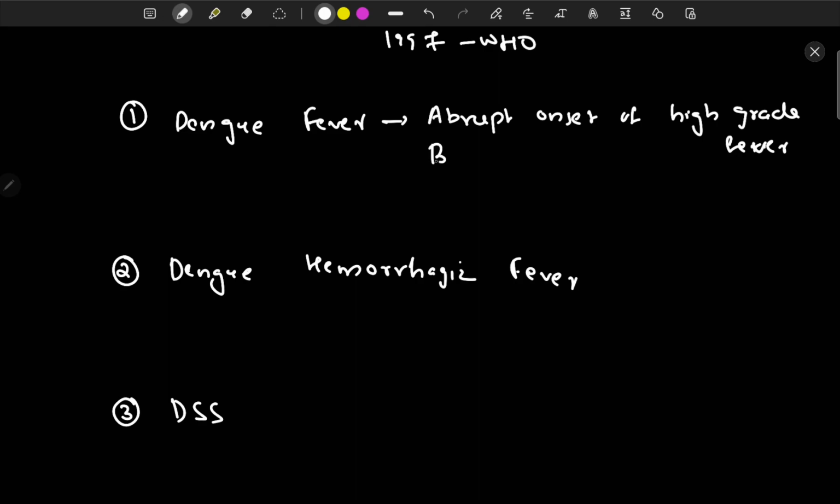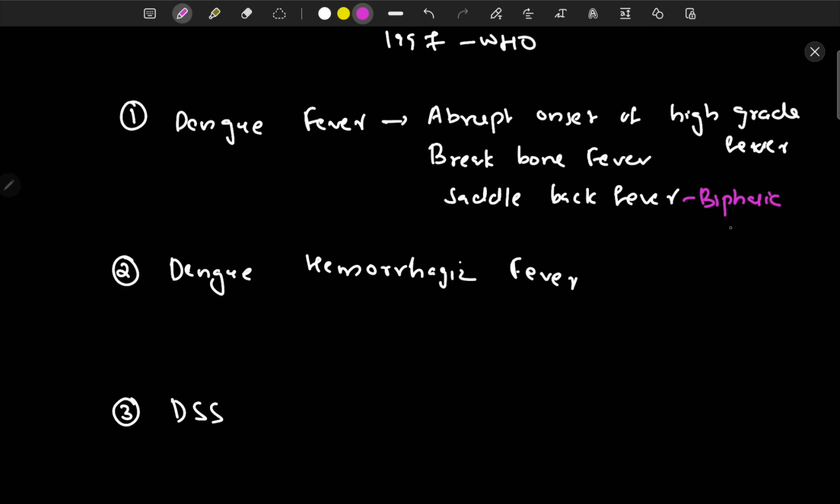It is also called breakbone fever or saddleback fever. This is actually a biphasic fever. In this dengue fever, there is maculopapular rash over the chest and upper limb.